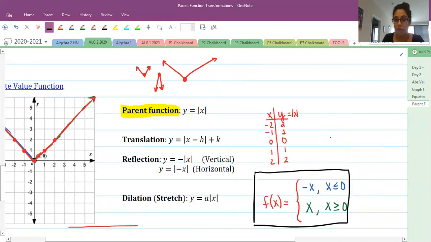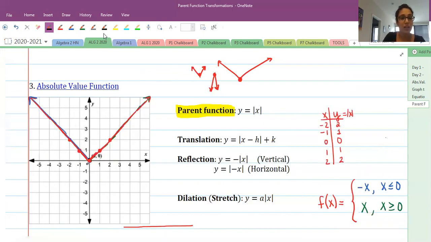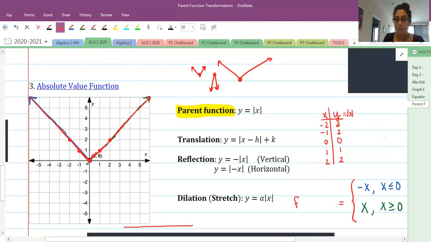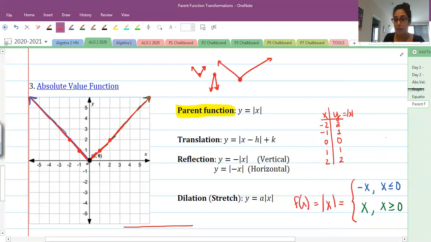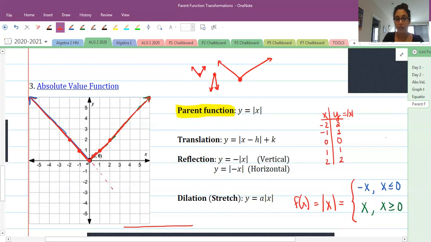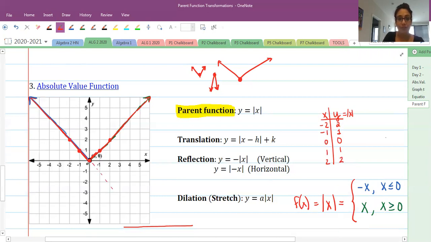absolute value parent function. So let me rewrite this. f of x equals the absolute value of x, which is equal to this. It is a piecewise function by nature. It is the positive x and the negative x, but because this becomes positive, it's only the positive portion of it. What is the domain of this function? Well, we know that we can input any number. The domain is all real numbers.